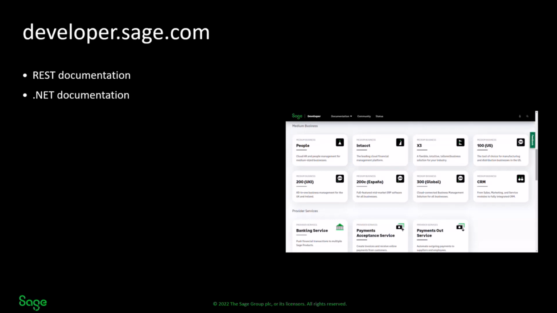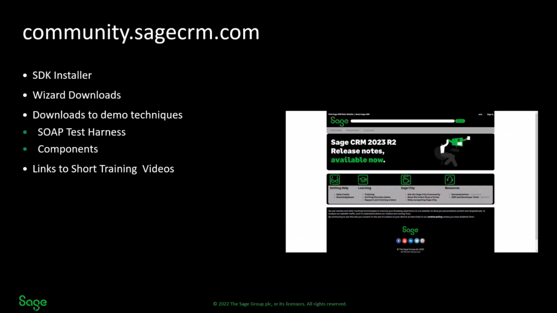The other site which I think you need to bookmark and be aware of is developer.sage.com. Sage CRM was one of the first products that Sage placed onto developer.sage.com because of the REST APIs that we've got. You'll see it's listed there in amongst the midsection for documentation, along with 300 and other products. And you can see that we've got both the REST documentation and the .NET documentation up there as well. So those are, if you like, emphasizing that those are our modern APIs that we anticipate most people wanting to use.